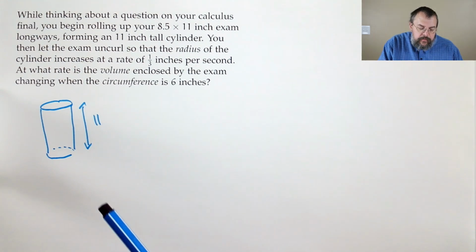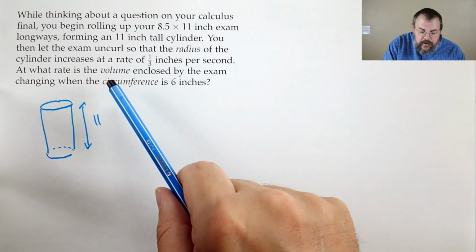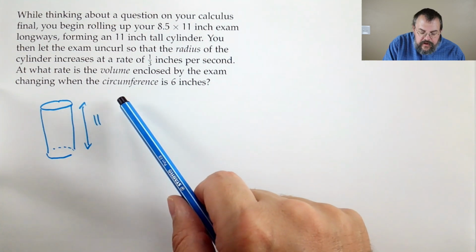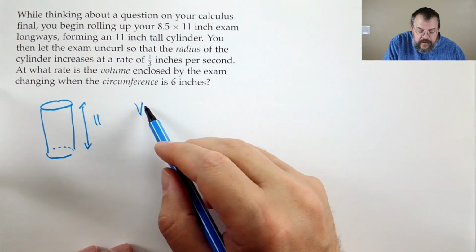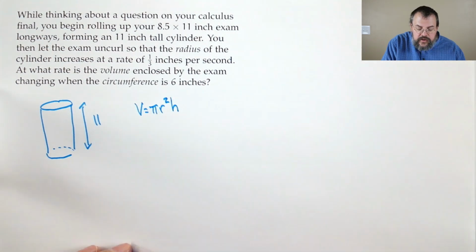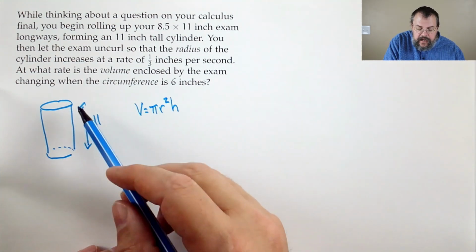Now the question is, at what rate, of course we see the word rate, think derivative, is the volume enclosed by the exam changing when the circumference is 6 inches? All right. So let's think about what we know. Well, first off, the volume is the volume of a cylinder. So the volume of the cylinder is pi r squared h. Think of it as you take the area of a circle times the height.